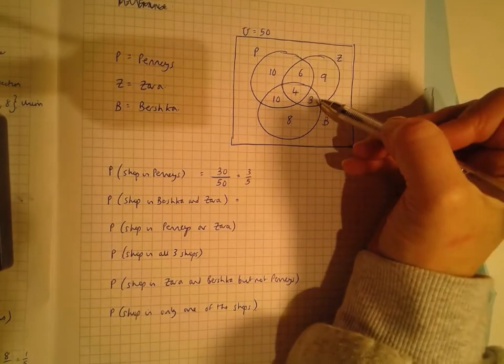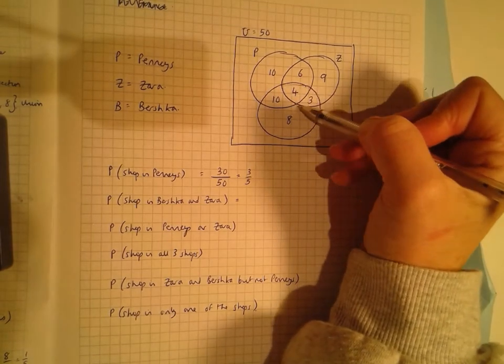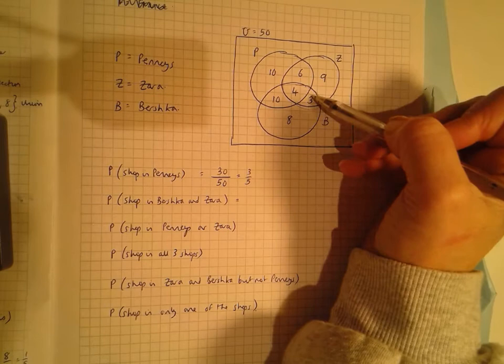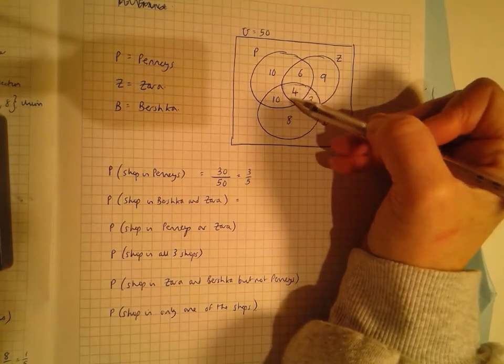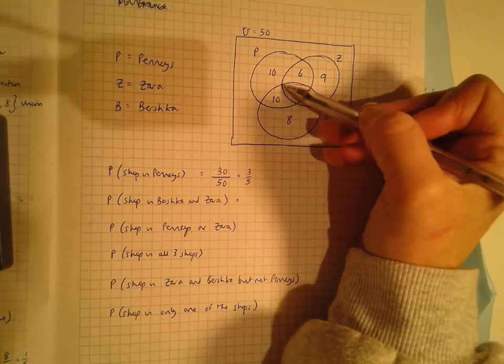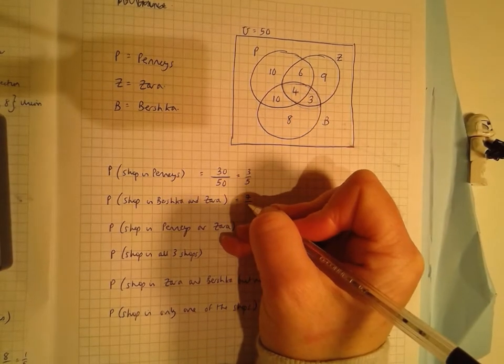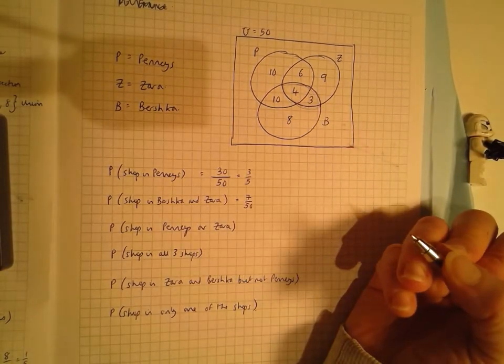How many people shop in Bershka and Zara? So Bershka and Zara would be these people here. They shop in Zara, they're in the Zara circle. They shop in Bershka, they're in the Bershka circle. So these people here shop in Bershka and Zara. So 4 and 3, which would be 7 out of 50, which doesn't reduce.